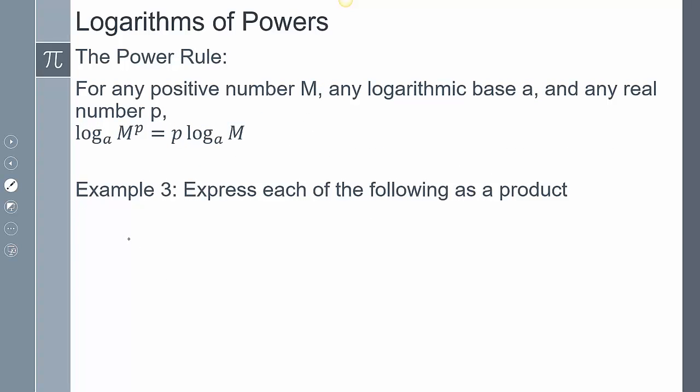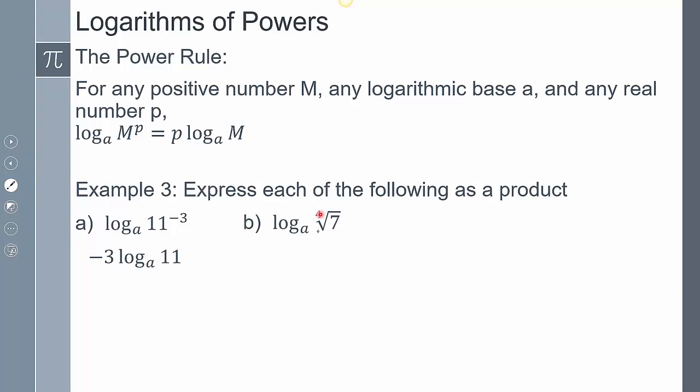The next rule is called the power rule. This says that if I have the form log base a of m to the p power, I can take that p and bring it to the front there. So it becomes p log base a of m. So expressing this as a form of a product, I can take this negative 3, bring it to the front. And so I get negative 3 log base a of 11.